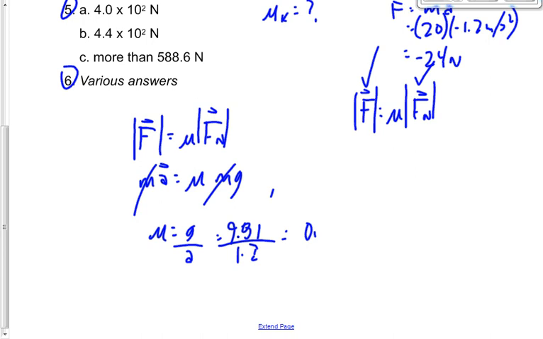Is that right? No, not 0.12. Yeah, I've rearranged that wrong, right? It should be A over G, right? G goes down by dividing. So A was 1.2 over 9.81, which is 0.12.